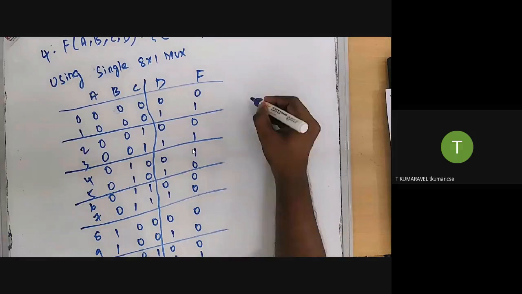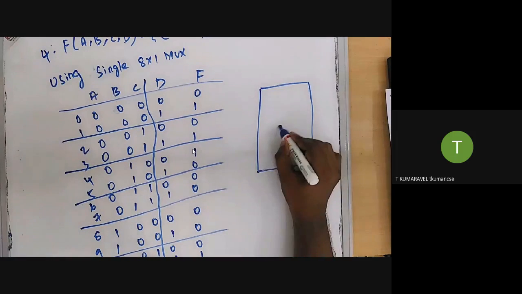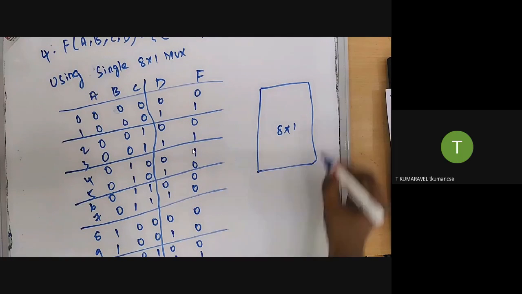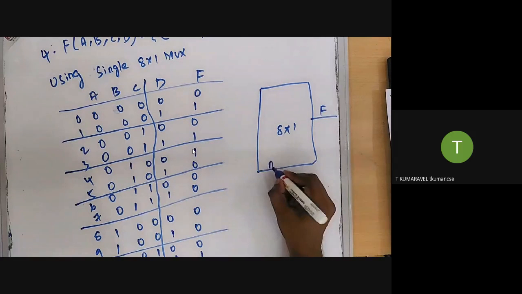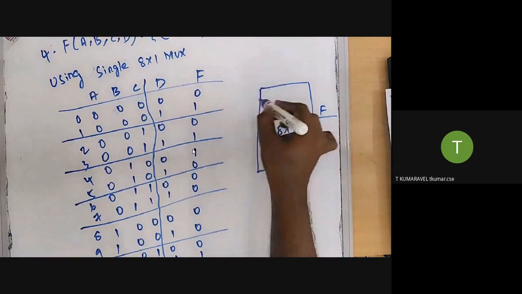Okay, so I'm going to draw the multiplexer. It takes 8 inputs and produces one line as output. A, B, C are the select lines, and D is acting as a data line. This is the input for the multiplexer.